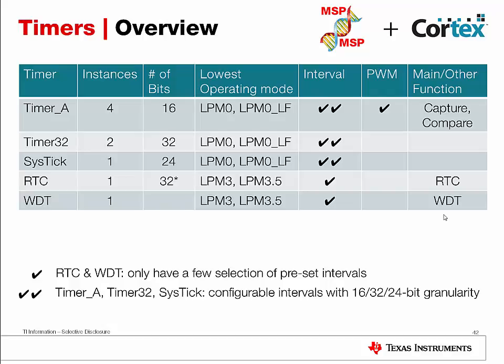The MSP432 also includes 2 low-frequency timers, the real-time clock as well as the watchdog timer. Both of these timers can use a 32 kHz clock source, and they can operate all the way down to LPM3.3 as well as LPM3.5 power mode. In addition to their primary functions as the RTC and as a watchdog, they can also be used as interval timers, which can be really useful for the device to wake up periodically from LPM3. All of these timers that we have covered here are capable of generating interrupts based on their primary functions, whether that be PWM, capture compare, RTC or watchdog, and they can also generate interrupts as a generic interval timer.